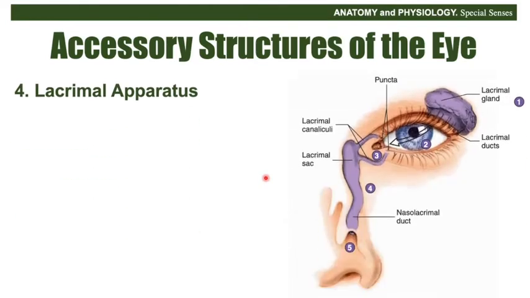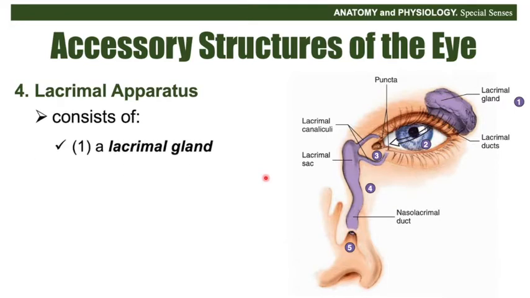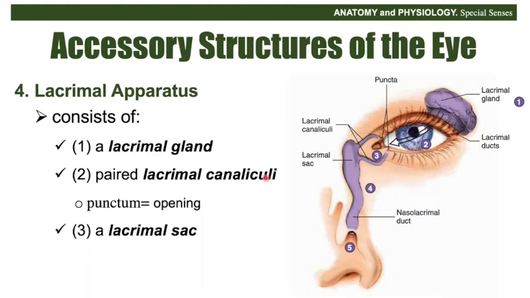Another structure of the eye is the lacrimal apparatus. The lacrimal apparatus consists of a lacrimal gland, paired lacrimal canaliculi or small canals, a lacrimal sac, and a nasolacrimal duct. The lacrimal glands are located above the lateral end of each eye. They continually release tears at the rate of about 1 ml per day onto the anterior surface of the eyeball to moisten the surface of the eye, lubricate the eyelids, and wash away foreign objects.